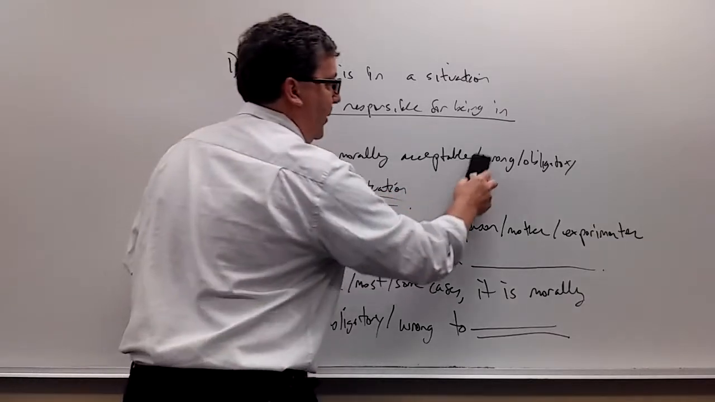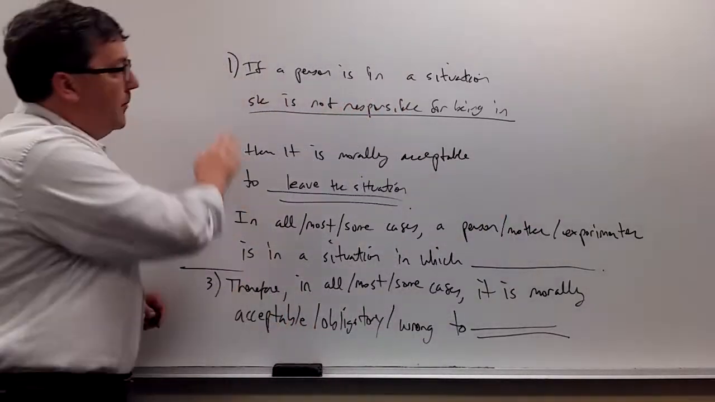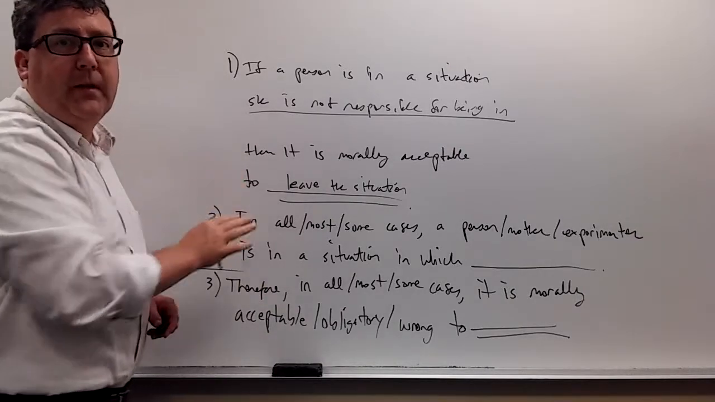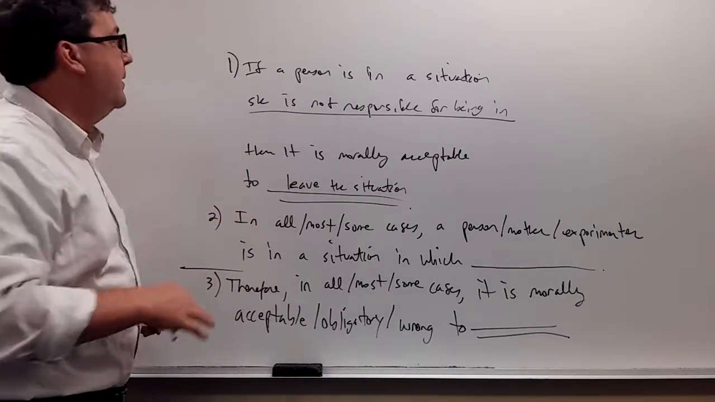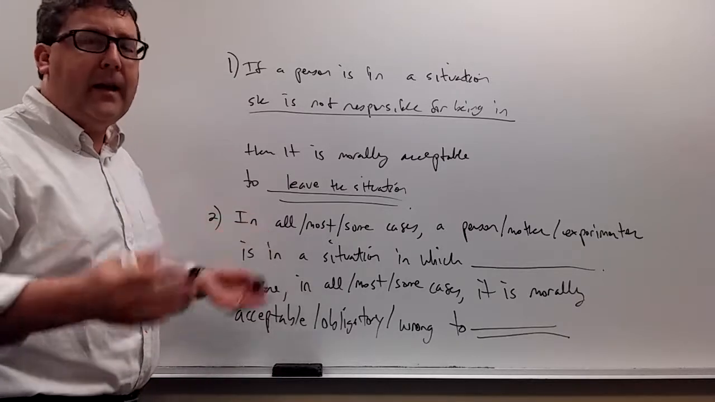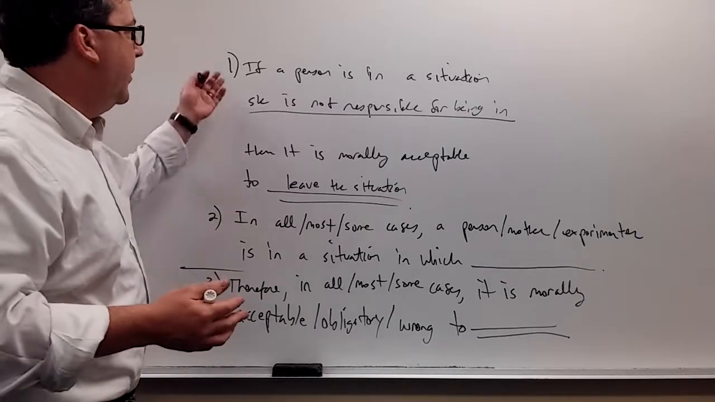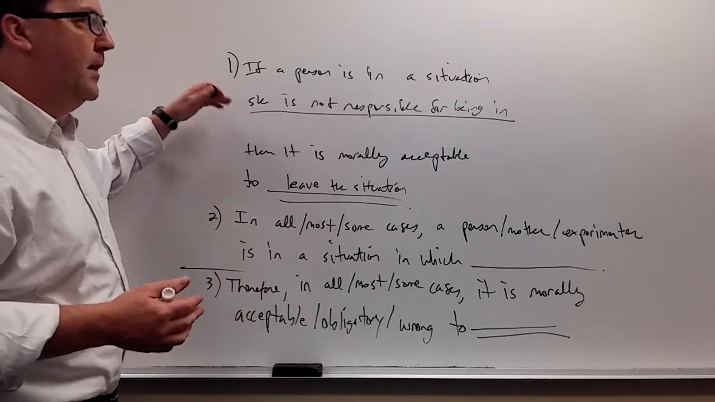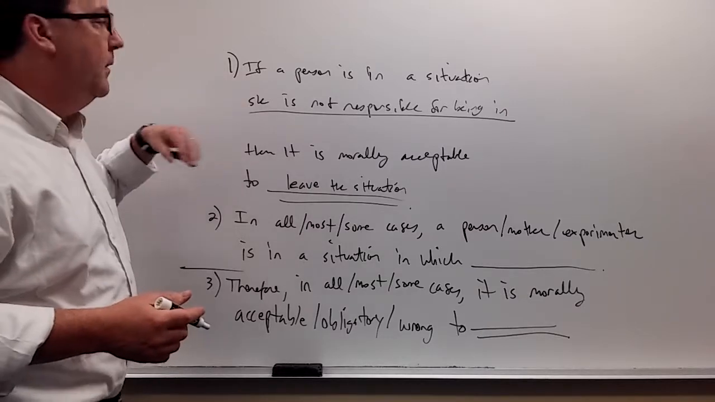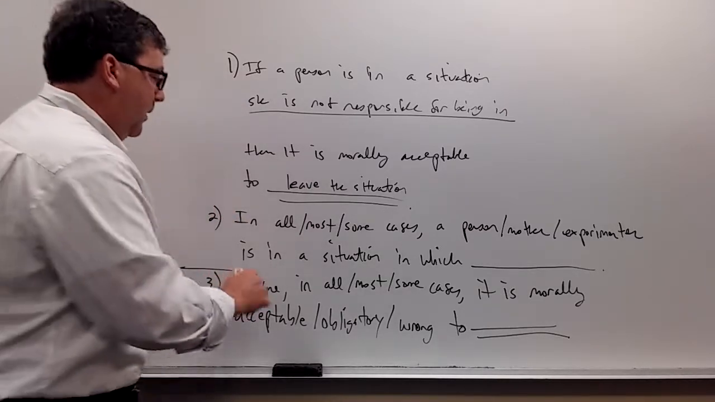Now she's saying acceptable, so I'm gonna erase wrong and obligatory. So number one is general, as you can see, because it could apply to other things besides abortion. It could apply to like a party. What if you go to a party and it gets crazy and out of hand and it's not your fault that people are doing what they're doing at the party? Premise one would say because you're at a party you're not responsible for being in, it's acceptable for you to leave the party. So that's general.